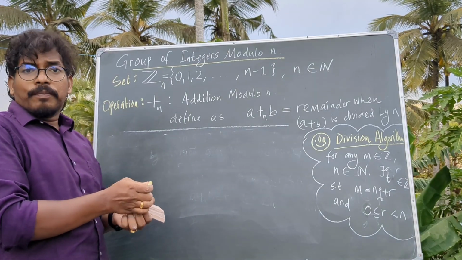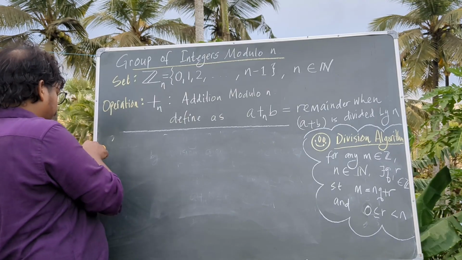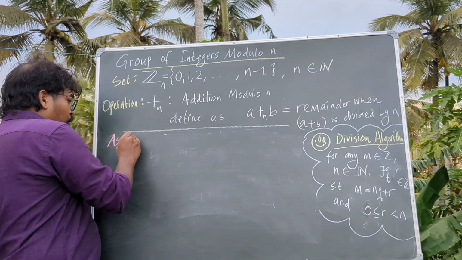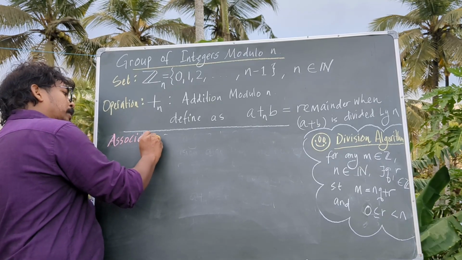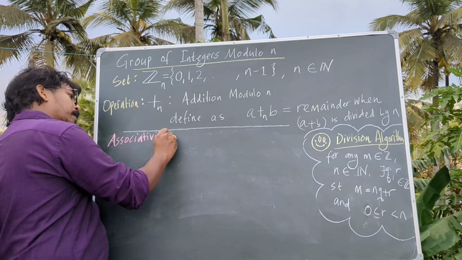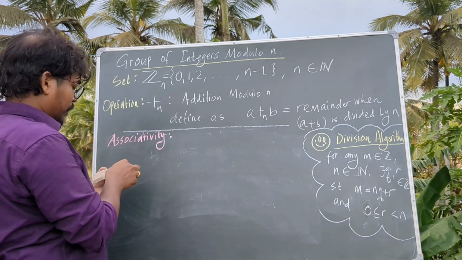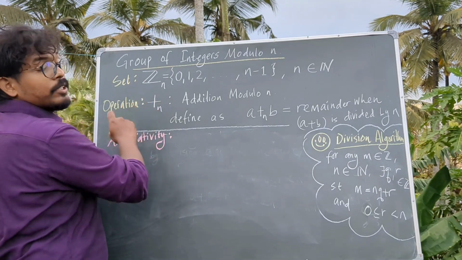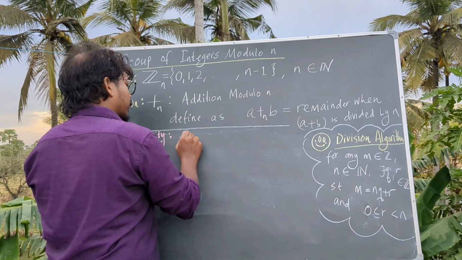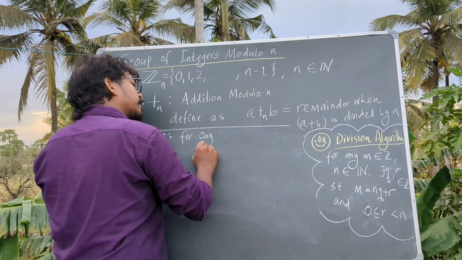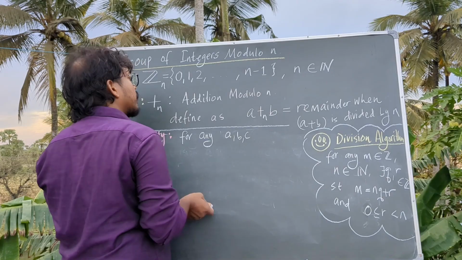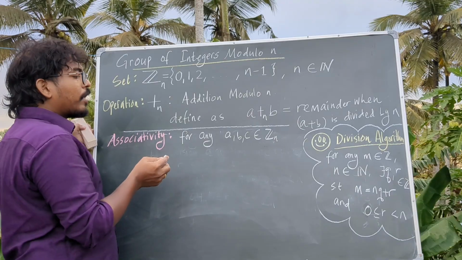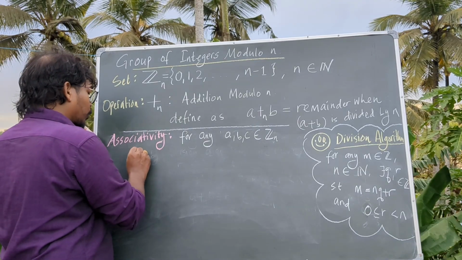Now the second axiom of groups, that is associativity. Let me use the pink color. Associativity: we will take three elements from the set Zn. For any three elements a, b, c of the set Zn, let us write what we have to show.